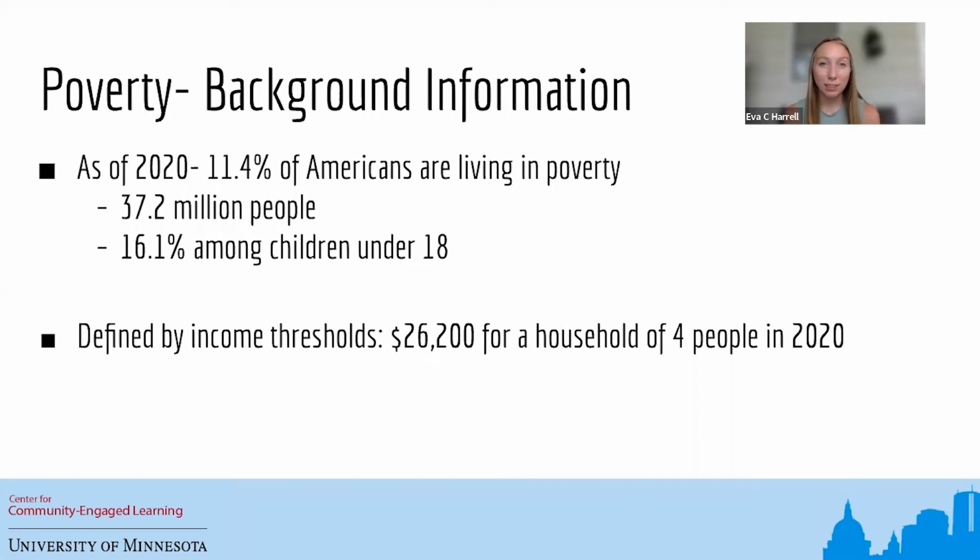Since we're looking at poverty today, and this is not delegated to one specific community, we're going to look at poverty as a whole. And then we can also talk about how it shows up more in certain communities and why that is in our causes and effects section. But as of 2020, 11.4% of Americans are living in poverty. So that's about 37 million people. And the rate of poverty is 16.1% among children under 18.